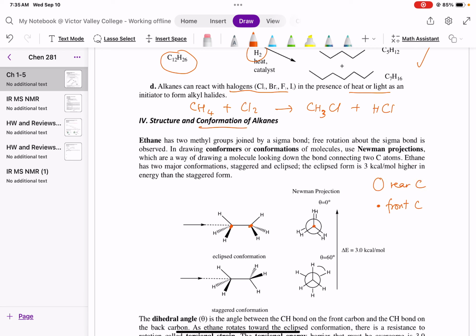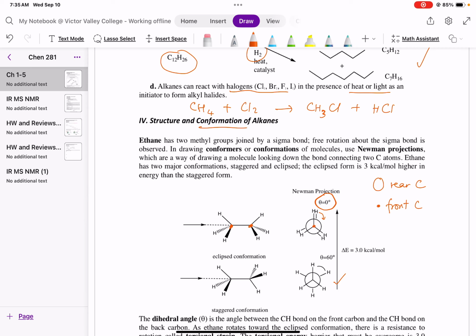It's a circle. If you do that, and you look at the hydrogens from the front carbon and the rear carbon, if they line up, we call that a dihedral angle of 0 degrees. That's eclipsed, they lined up, so that's constricted. That's why it's high energy. If you rotate the rear one 60 degrees to the right, you end up with the lower energy conformer.